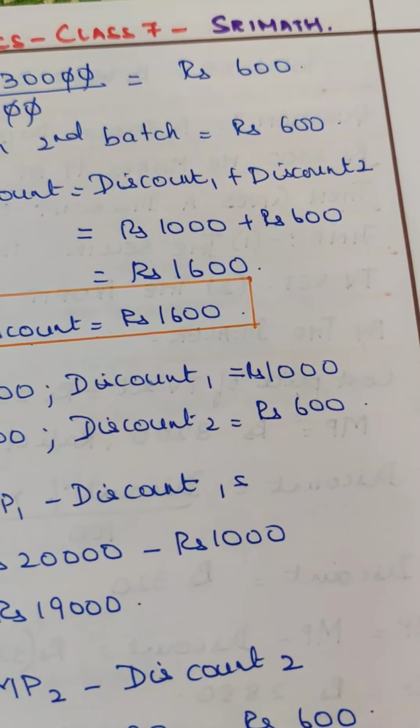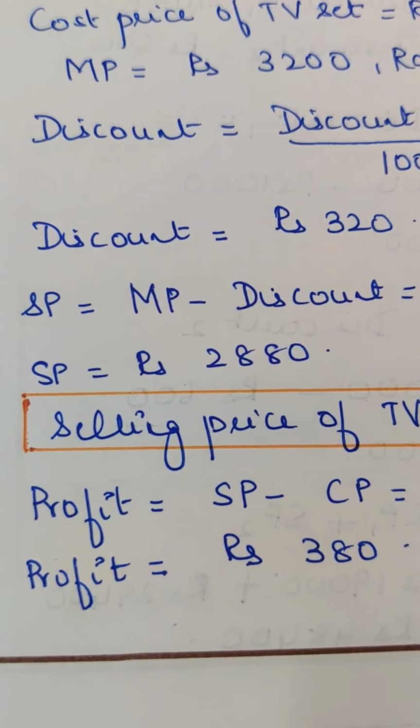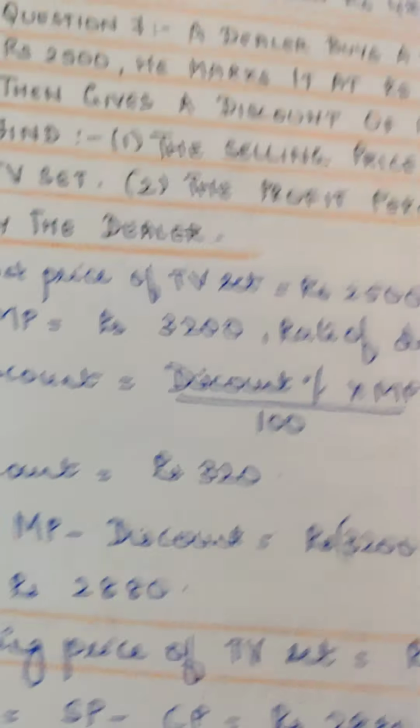Therefore, selling price of the TV set is equal to rupees 2,880. Profit is equal to selling price minus cost price, that is 2,880 minus rupees 2,500. Therefore, profit is equal to rupees 380. Profit percent is equal to profit by cost price into 100, that is 380 by 2500 into 100, that is profit percent is equal to 380 by 25, that is equal to 15.2%. Therefore, profit percent is equal to 15.2%.